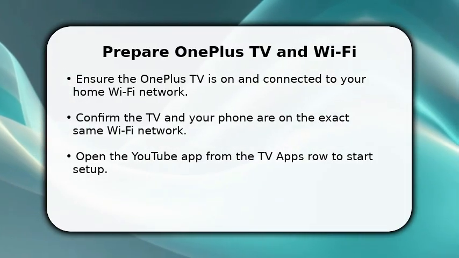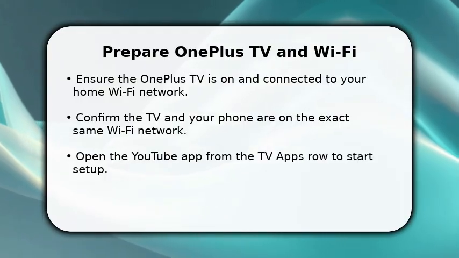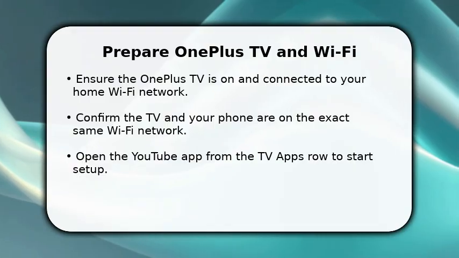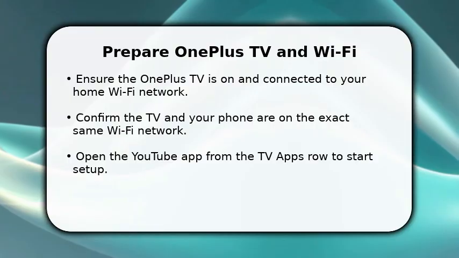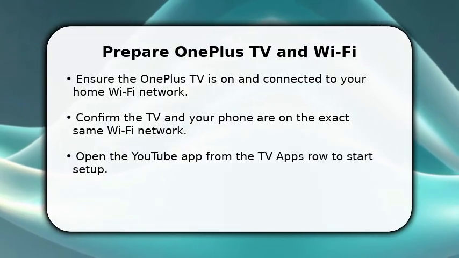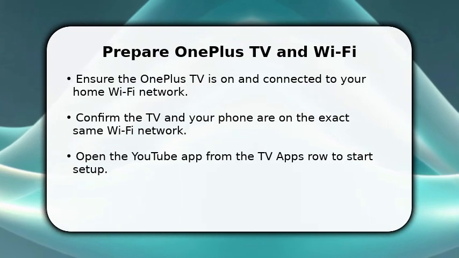Grab your phone and check that it uses the same Wi-Fi network as the TV. Update the TV system if a software update is available before continuing. Open the Apps row and launch the YouTube app to begin the sign-in process.